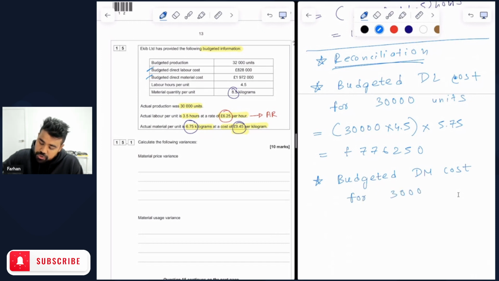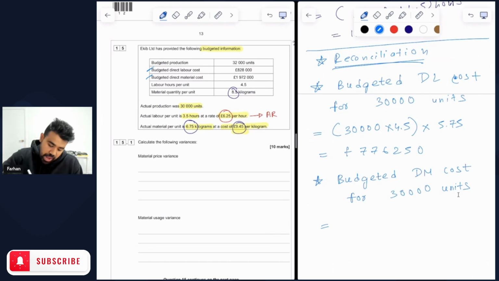All right, so I need you to brainstorm and think how you would answer this. Exactly similar approach to what we have done for direct labor cost. So if we were to produce 30,000 units, what would have been the total raw materials that we would have budgeted?